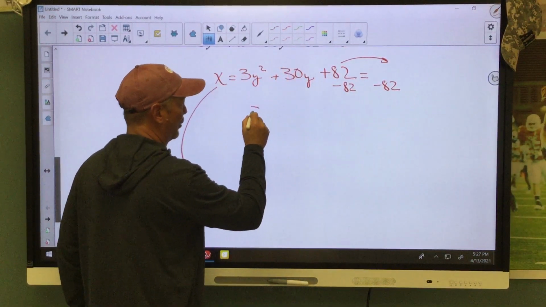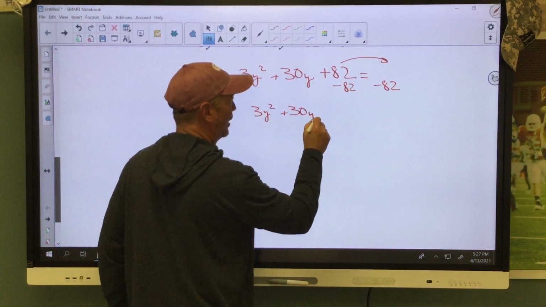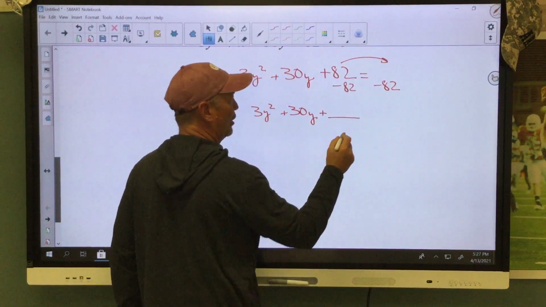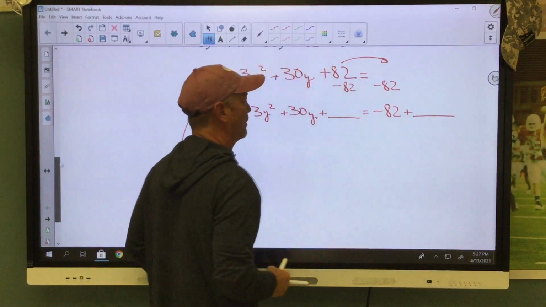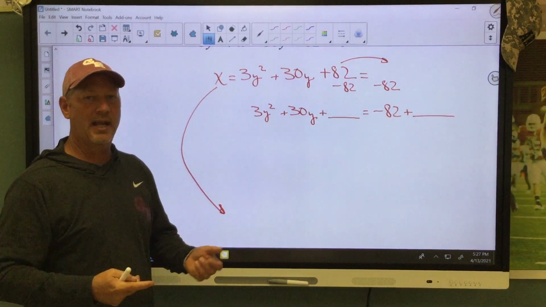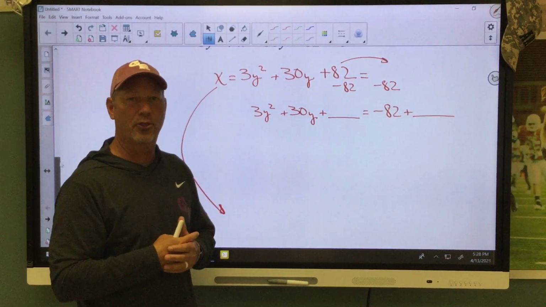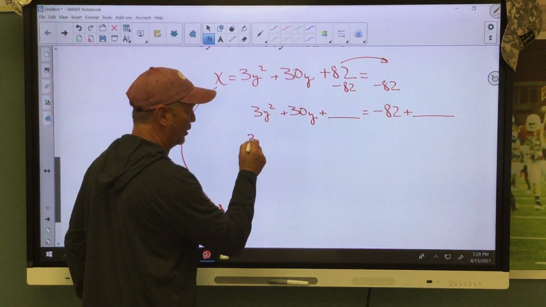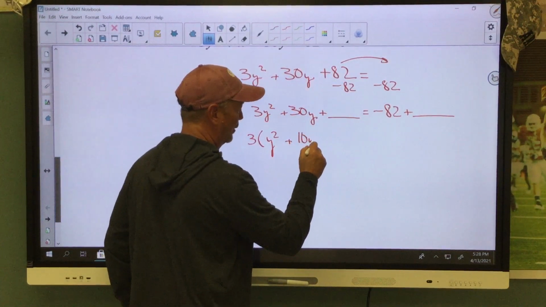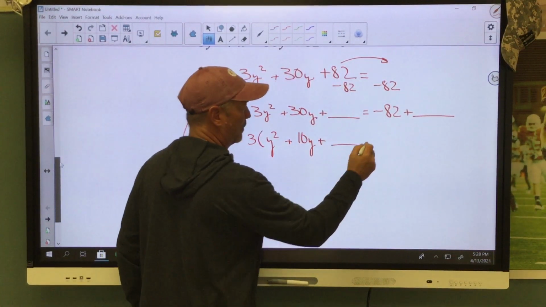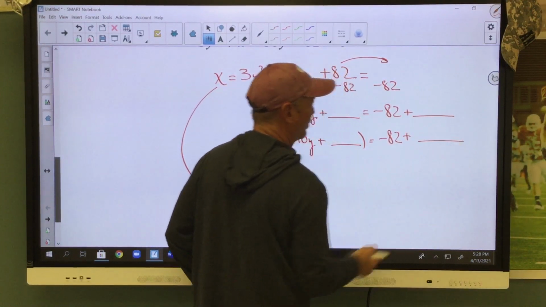This will give us 3y squared plus 30y plus blank equals a negative 82 plus blank. Okay? So we're going to ask you to do this, and we need to get the 3 away from the y squared. So we're going to factor a 3 away, and we're going to take out the 3, and that's going to give me y squared plus 10y plus blank equals a negative 82 plus blank.